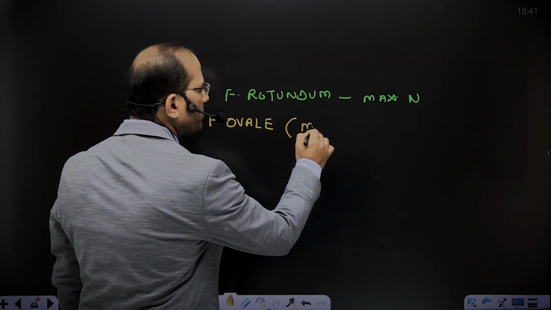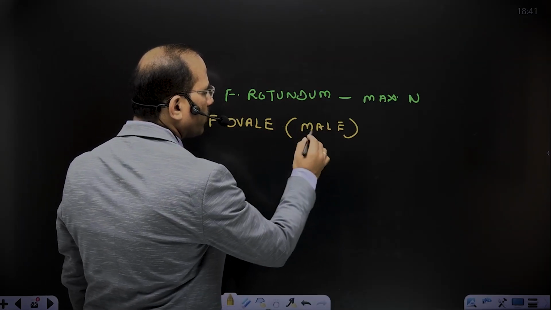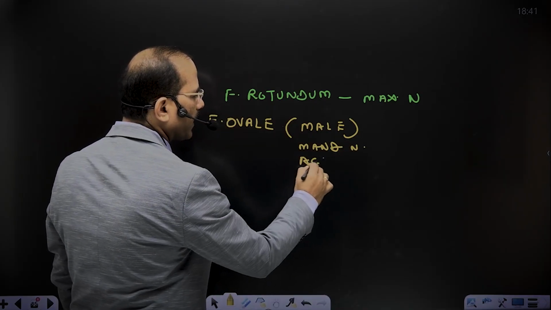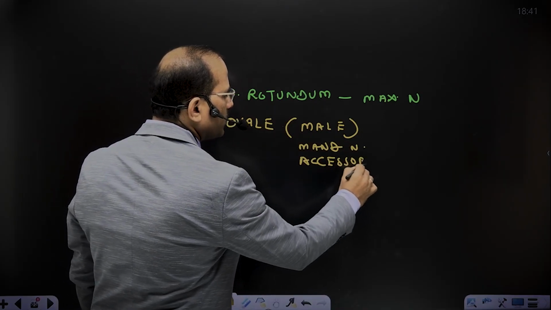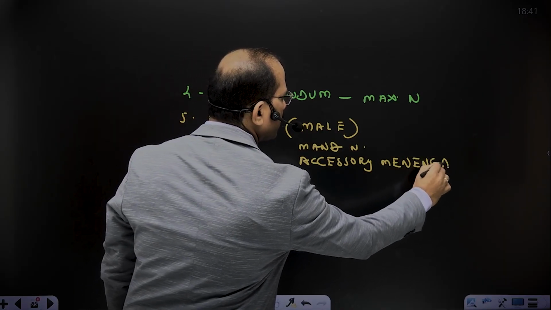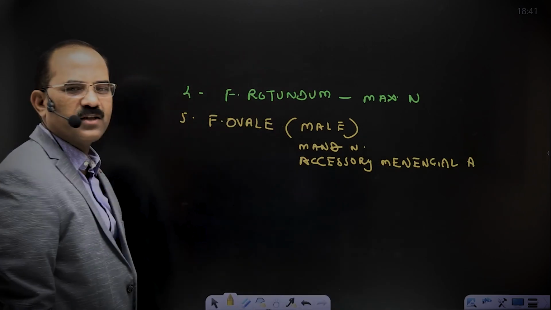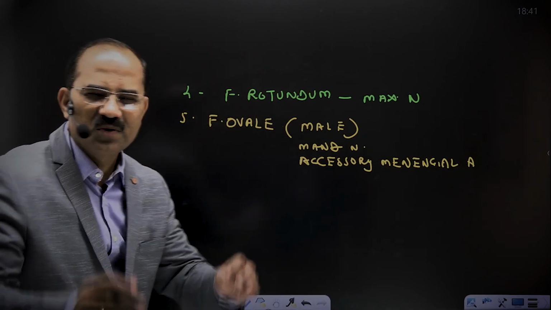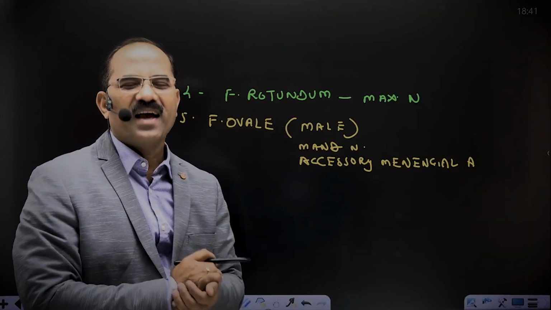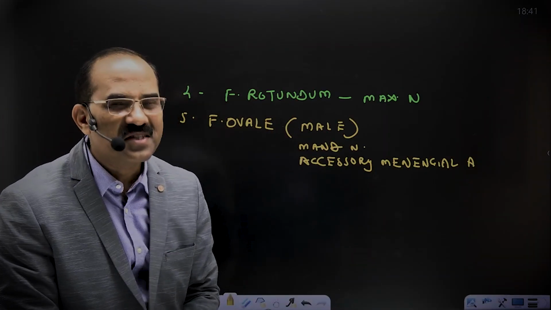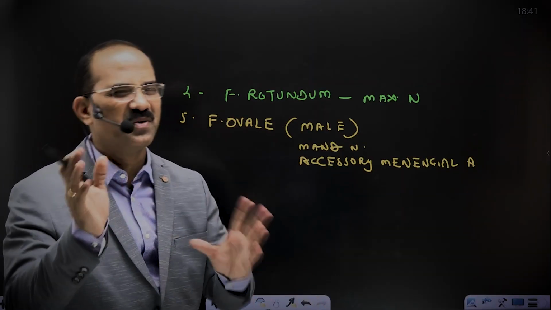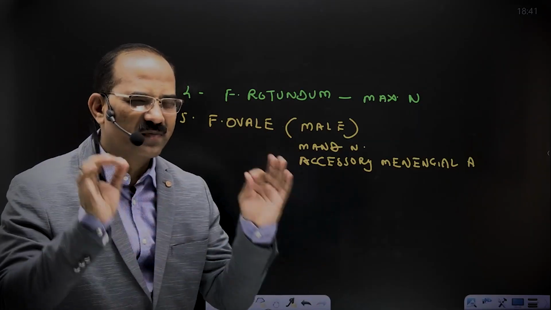There's a mnemonic to remember this. M-A-L-E. What is M? Mandibular nerve. A, accessory meningeal artery. Can anyone tell me this accessory meningeal artery is a branch of? Excellent, students. This accessory meningeal artery is a branch of the first part of maxillary artery. Accessory meningeal, middle meningeal, you remember? Branches of maxillary artery. Very important.